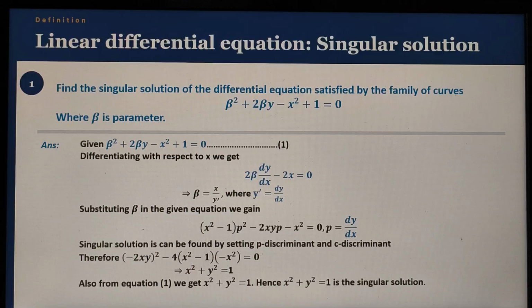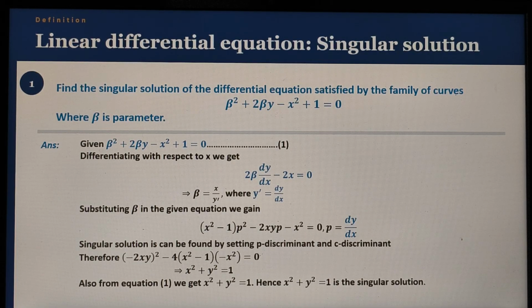Given β² + 2βy − x² + 1 = 0, when we differentiate this equation with respect to x, we get β = x/y'. Substituting this β into the given equation, we get the equation (x² − 1)p² − 2xyp − x² = 0.